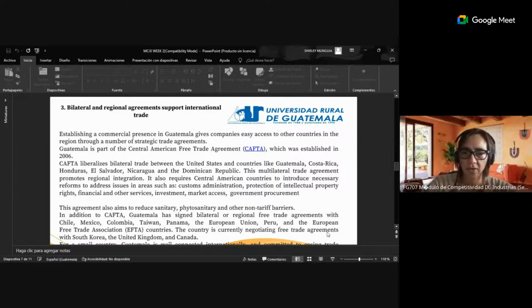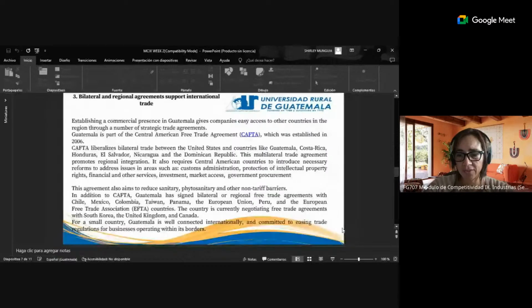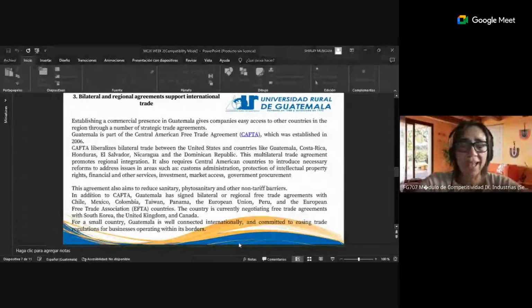Okay, let's talk about how bilateral and regional agreements support international trade. Here, we have also these agreements with different countries, and this is something good for our country too. This gives opportunity to import and export products around the world.